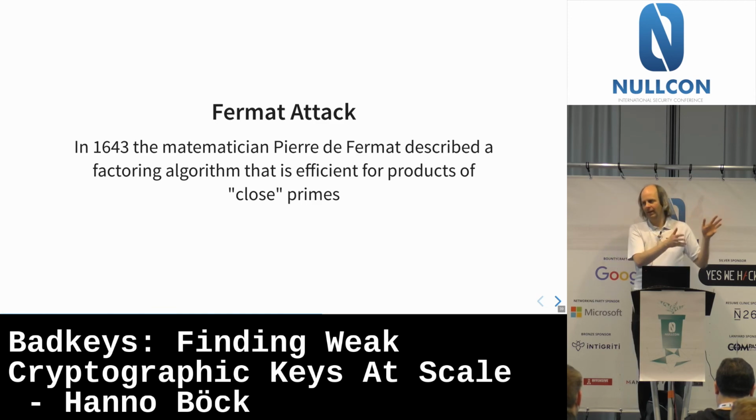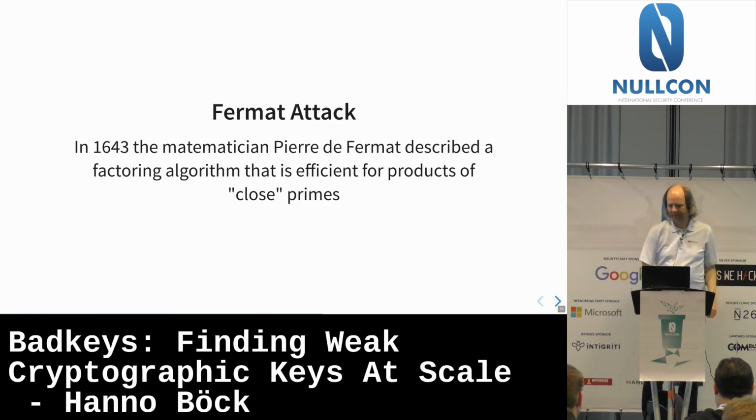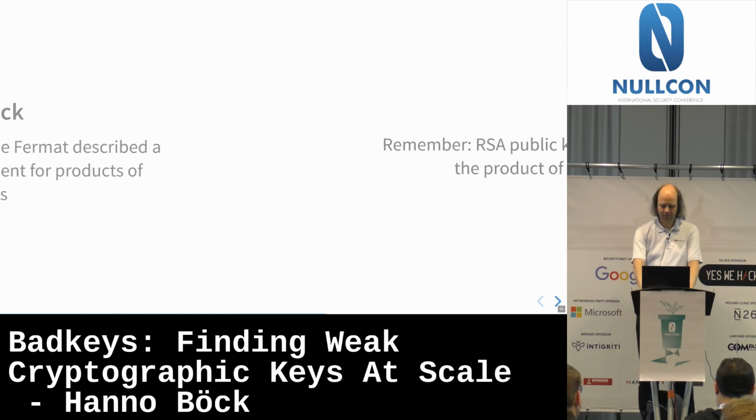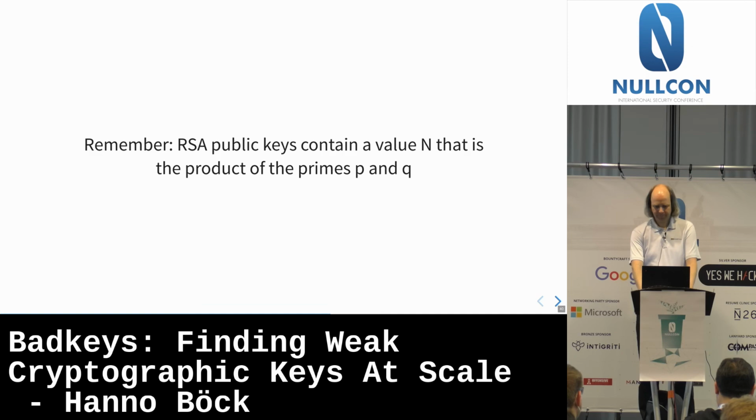So on the upper bits, they are all the same. On the lower bits, maybe they're a bit different. Maybe they differ by a few thousand or even a few million. That would be a close prime. And there, this factoring algorithm works really fast. Remember, an RSA public key has this n value, and if we can factor that value into its primes, then we can break the private key.